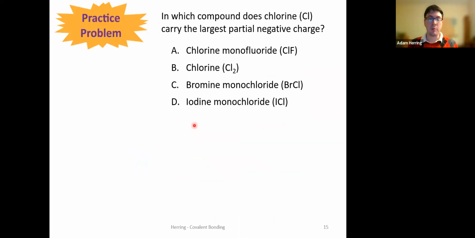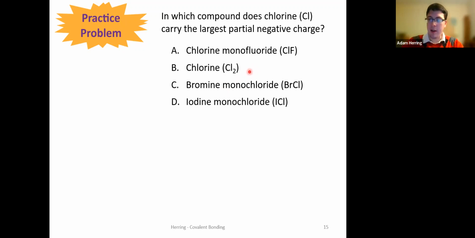So let's do a practice problem here. In which compound does chlorine carry the largest partial negative charge? So how do we do this? What we want to do is evaluate in each case the electronegativity differences between chlorine and the element that it's bound to.